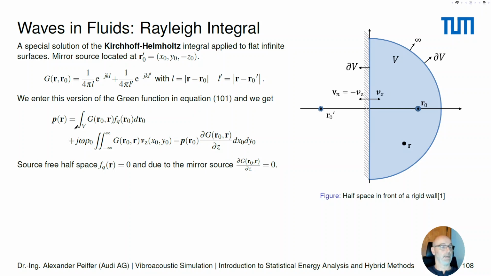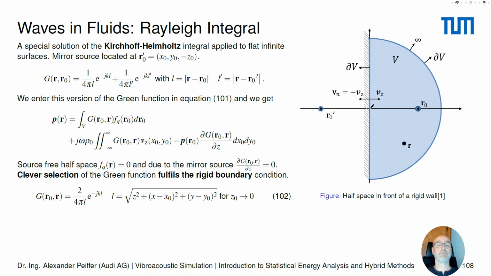So that means we get rid of this because there's no source in our volume. And on top of that, due to the fact that this is 0 by clever selection of our Green function, this is also 0. And just to remember what I said about why we need this term: by clever selection of the Green function, we have automatically fulfilled the rigid boundary condition here. Which is clear, because every source here is reflected, mirrored to a source here. So we have used this mirroring trick to automatically fulfill the rigid boundary condition of this rigid wall.